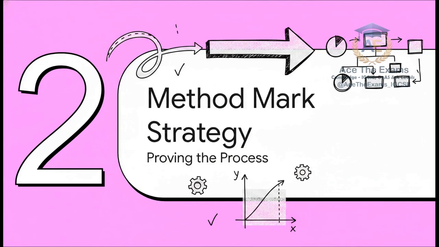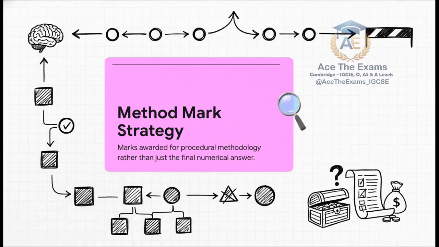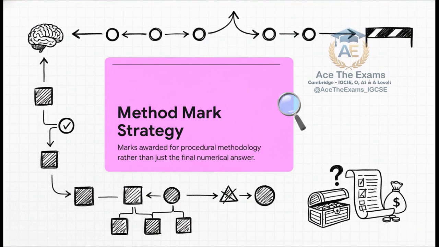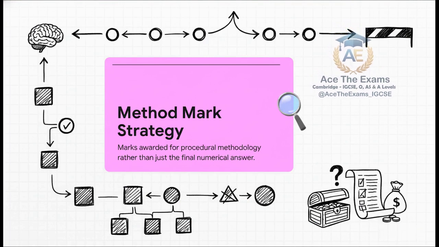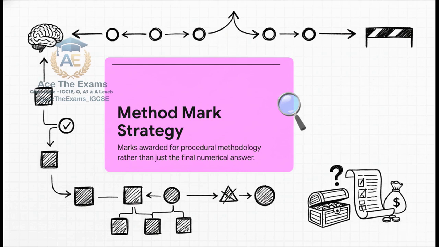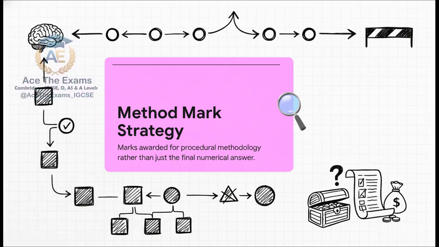Which brings us to Section 2, the method mark strategy, proving the process. The method mark strategy is a core assessment principle, and honestly, it's an absolute game changer. Marks are awarded for demonstrating the correct procedural steps and mathematical methodology, rather than just spitting out the final numerical answer. To pull off a grade turnaround here, you need to radically shift your mindset.